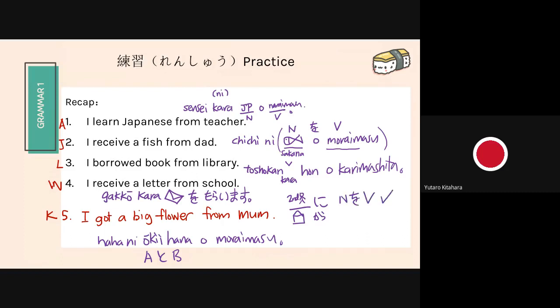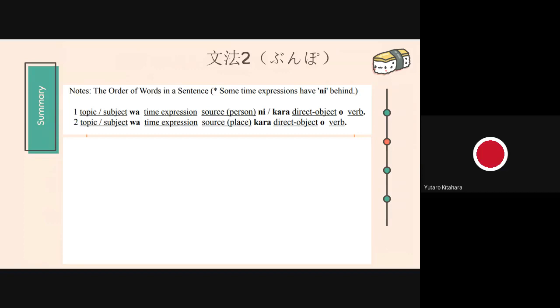Okay, I think the next slide will say the order of the sentence would be like this. If it's a person, you receive from this person, you use ni or kara also can. Then whatever thing you receive and the verb receive, learn, whichever is required. If it's a place, no choice, you have to use kara. Okay, it's just grammar. Then subject and time expression, you all know this. This one from long ago, we keep using until now. So time, expression, and place.